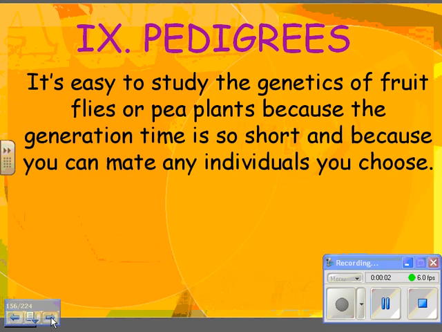Pedigrees. It's easy to study the genetics of fruit flies or pea plants because the generation time is so short. They have babies very, very quickly, and you can mate any individuals you choose. So you can take a red-eyed male and mate it with a white-eyed female and see what the babies look like. It's different with humans.